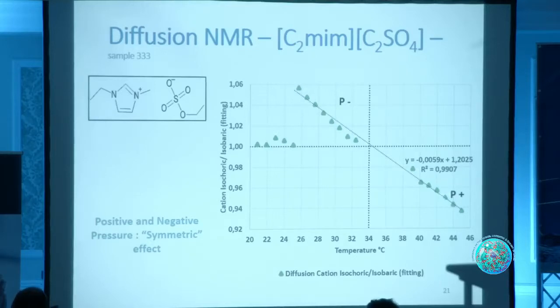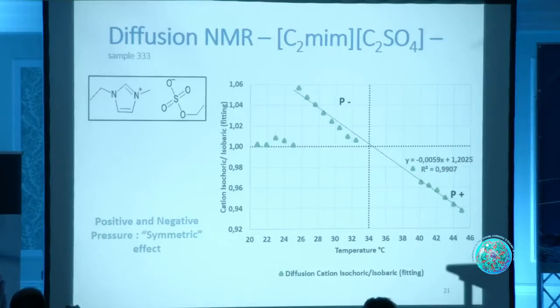So at positive pressure, obviously, the diffusion coefficient, as expected, is lower than on the vapor liquid line. And under tension, it's higher. So it means that we are expanding the liquid in very simple terms. It's more complex than that, but in very simple terms, we are expanding the liquid, and so we are increasing the mobility of the ions.